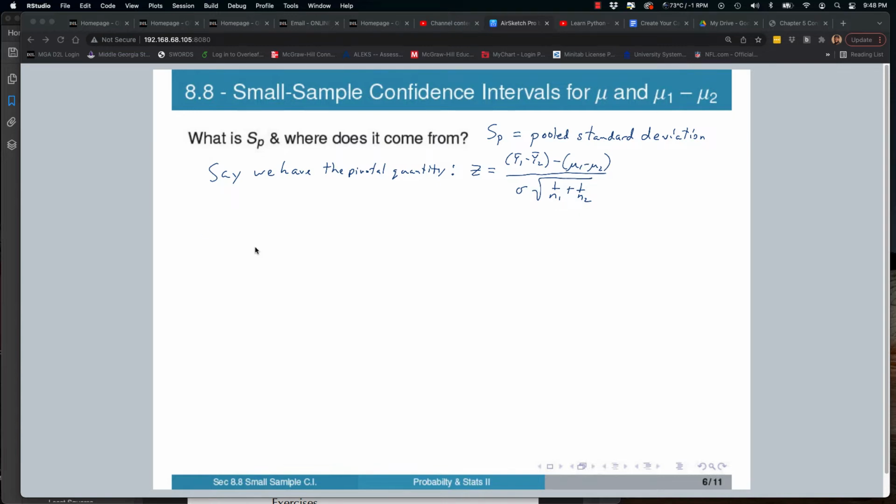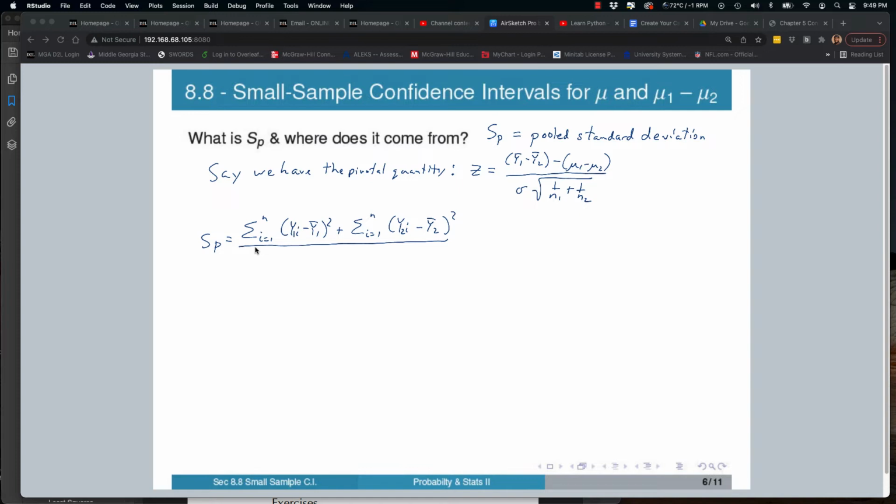Well, S pooled equals the sum of i equals 1 to n of y sub i minus y bar sub 1, squared, plus the sum of i equals 1 to n of y sub 2i, y sub 1i and y sub 2i for the different groups, minus y bar sub 2 squared, all over. It's really taken, imagine these are two independent samples and we're finding the standard deviations for each.